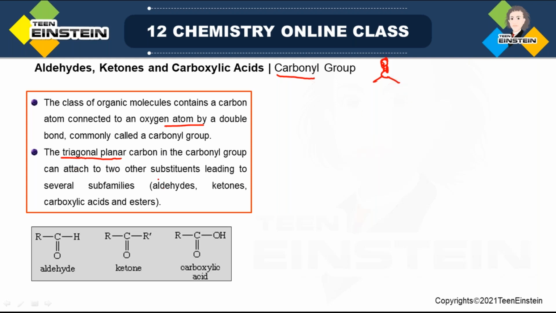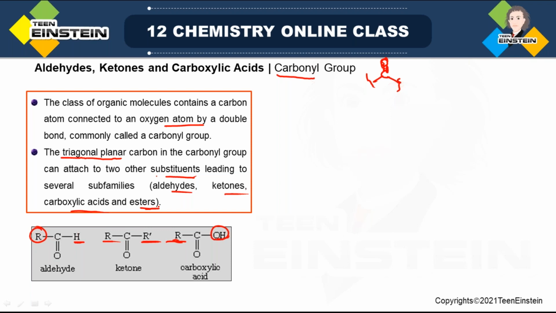Fine. And it can be attached to two other substituents on both sides, and that will lead to different types of subfamilies. Depending on what types of groups are present on both sides of the carbonyl group, there may be aldehydes, ketones, and obviously some more varieties based on carboxylic acid and their derivatives. Aldehyde is when on one side we have an alkyl group or aromatic group, and on the other side one hydrogen must be there. But when it is a ketone, there is no hydrogen on either side, and on both sides we have some alkyl group or aromatic group. It may be the same or different. And when it is a carboxylic acid, on one side there is an alkyl group or aromatic ring, and on the other side there is an OH group. Ester is one of the derivatives of carboxylic acid.